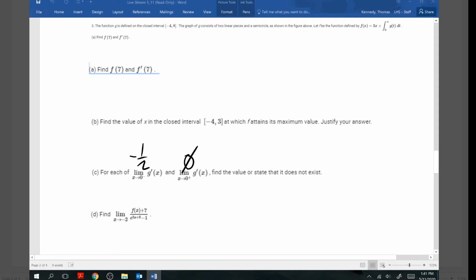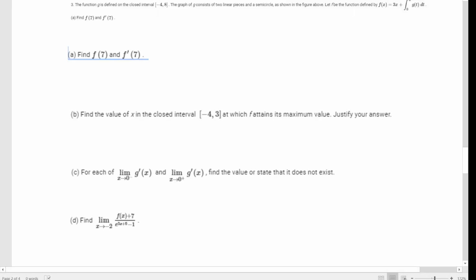So g prime is the derivative of g. It was just the slope of the graph. And our last one says, find the limit as x approaches negative 2 of f of x plus 7 over e to the 3x plus 6 minus 1. So I'm going to figure out all those other values first. You get e to the 0 minus 1. Oh, that's 0. And you get f of negative 2 plus 7. Well, let's go figure out f of negative 2.